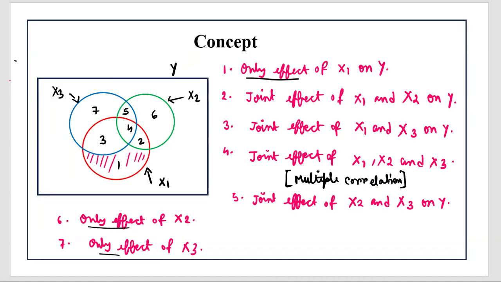And here areas 2, 3, 4, 5, they represent the joint effect of two variables, pairwise. Pairwise two variables.